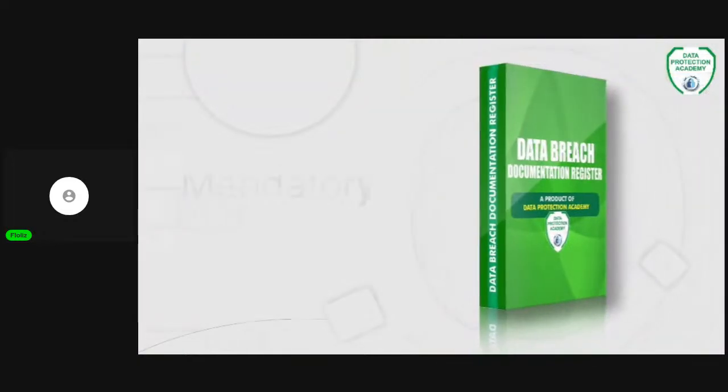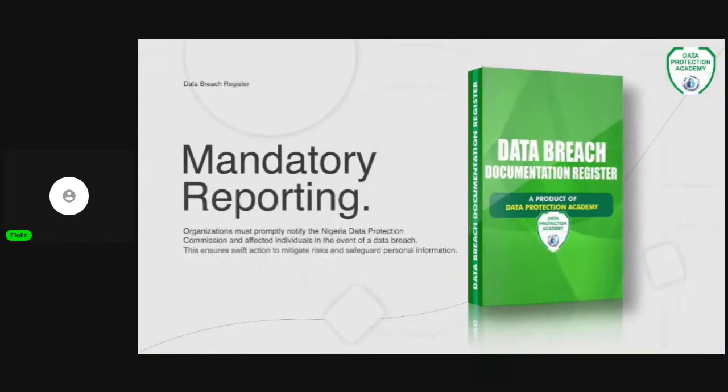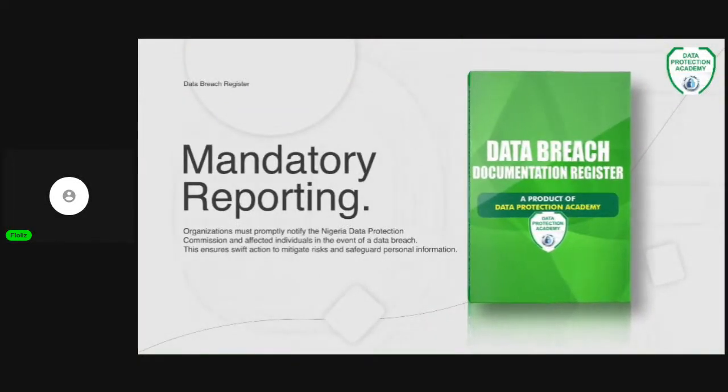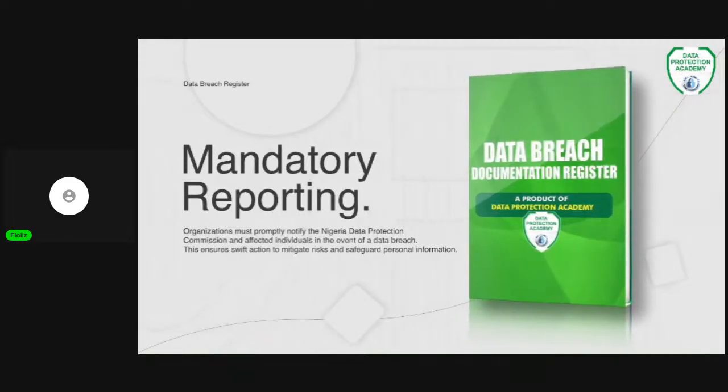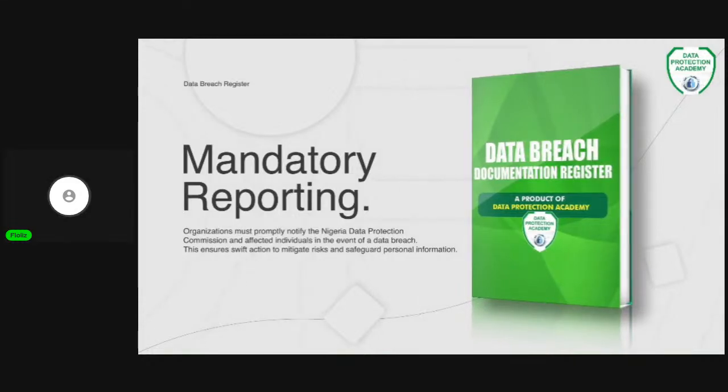Mandatory reporting. Organizations must promptly notify the Nigeria Data Protection Commission and affected individuals in the event of a data breach. This ensures swift action to mitigate risks and safeguard personal information.